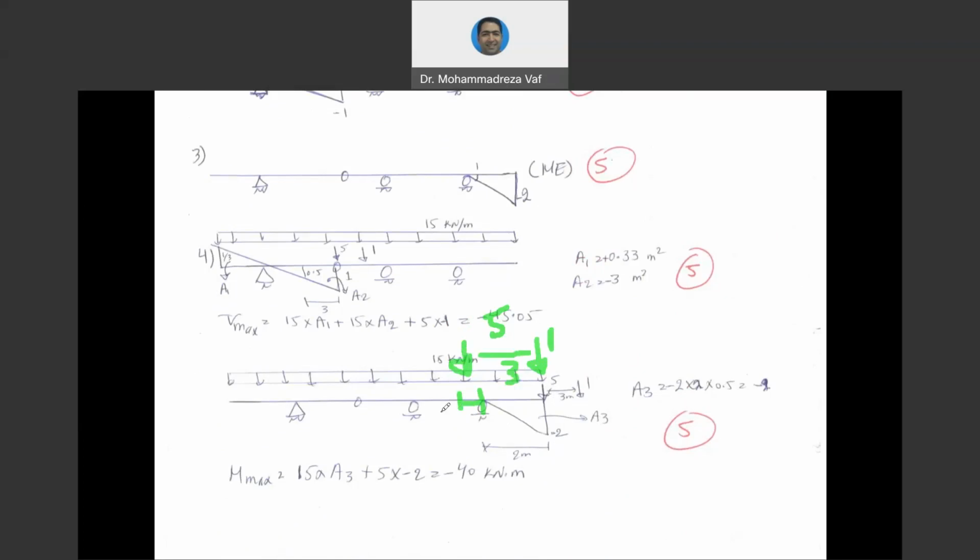So you can examine different cases to see which one is the critical one. So this one is critical. So 5 multiplied by -2 plus the one that comes from the uniform load totally gives you -40. So you can see we easily calculated the maximum shear force and maximum bending moment. Okay, so these two examples just show you how you can calculate the influence lines and how you can calculate the maximum shear force and maximum bending moment.